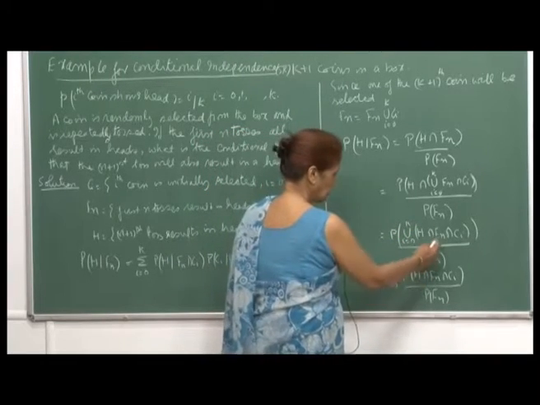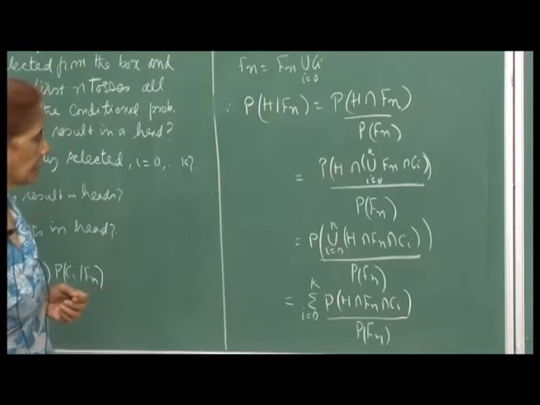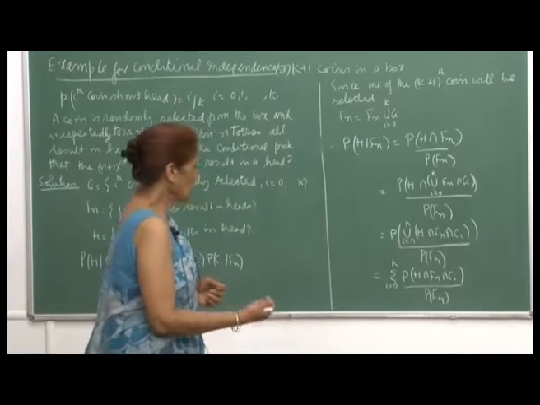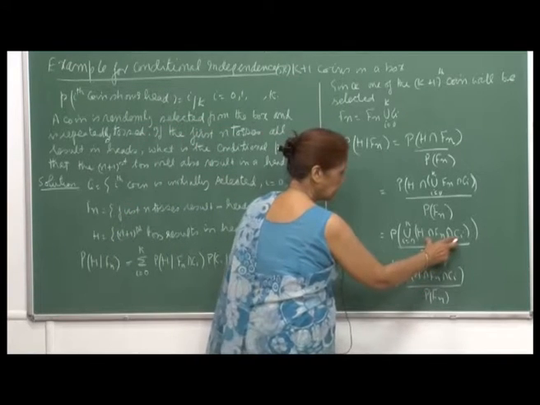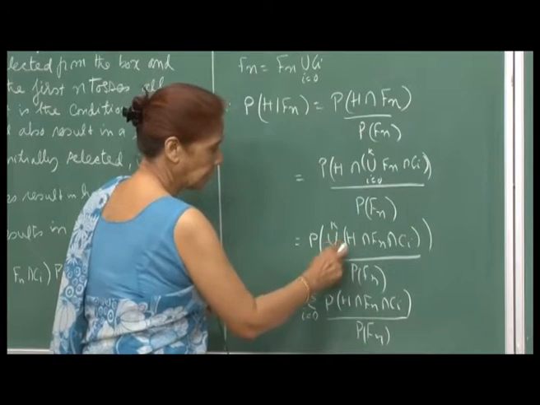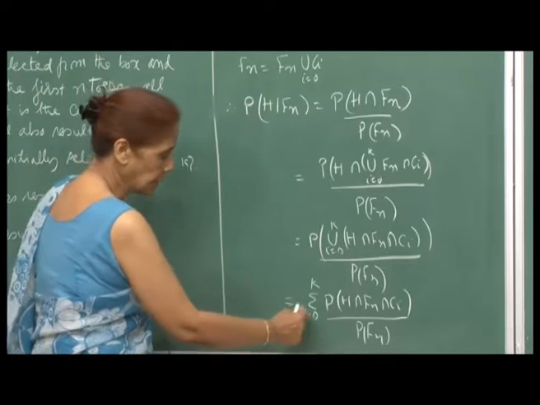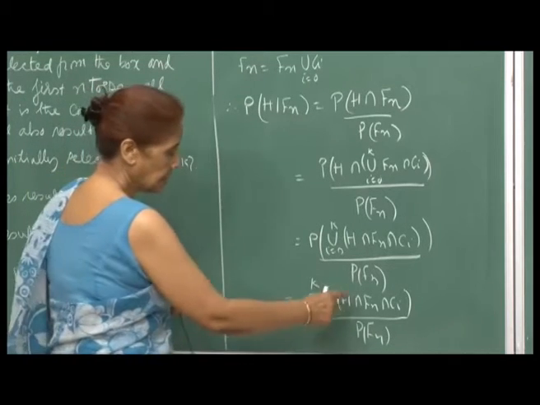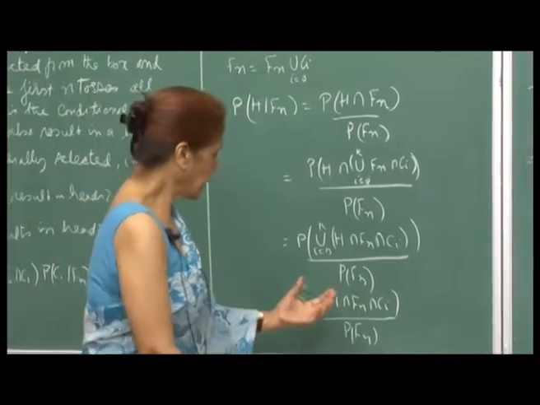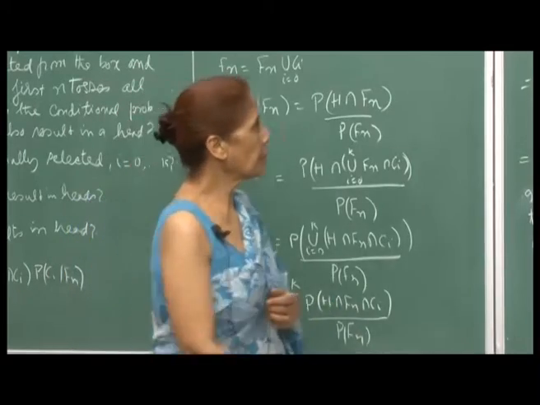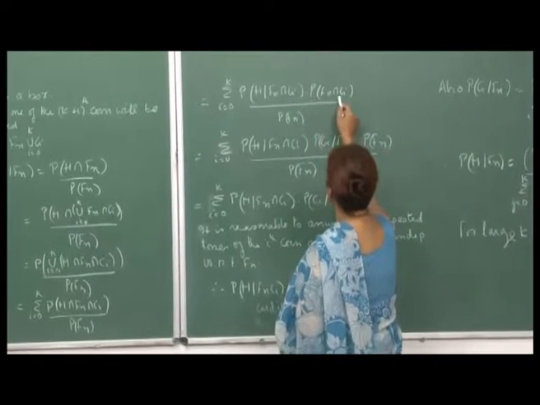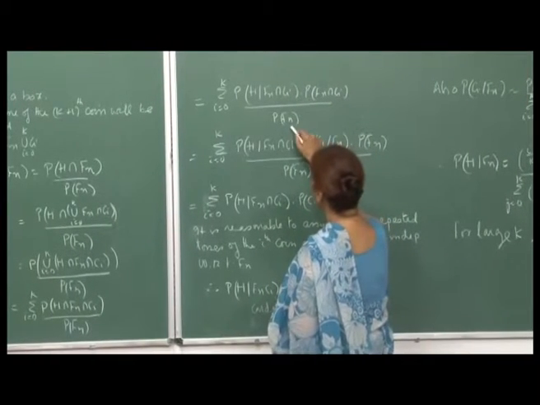Then, you see all the C i's are mutually exclusive, because one of the coins will get selected. So these events become mutually exclusive, and the probability of the union can be written as the sum of the probabilities, i varying from 0 to k, of H intersection F n intersection C i, divided by P of F n. Now, this one I can write in terms of conditional probability as H given F n intersection C i, times the probability of F n intersection C i, divided by P of F n.